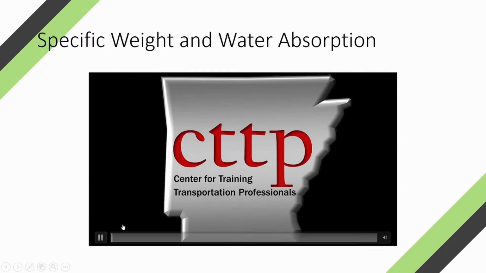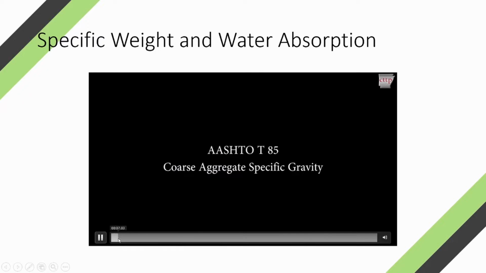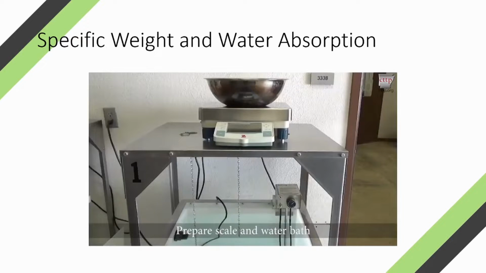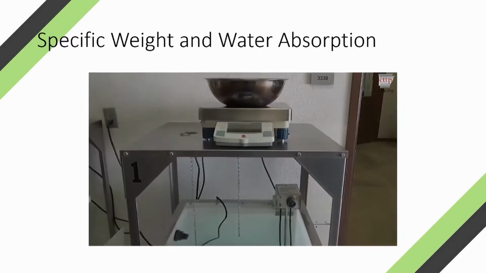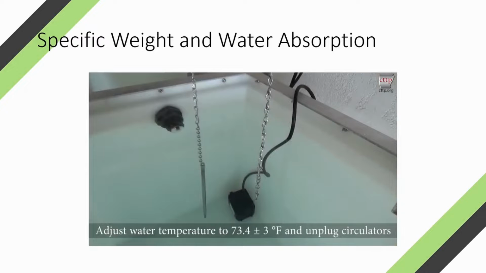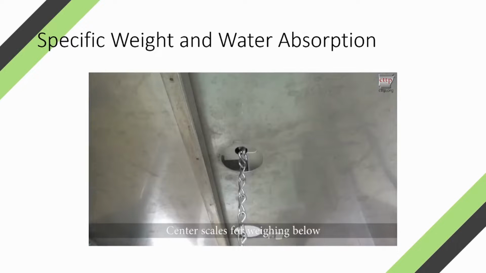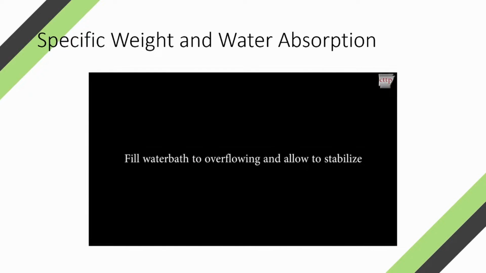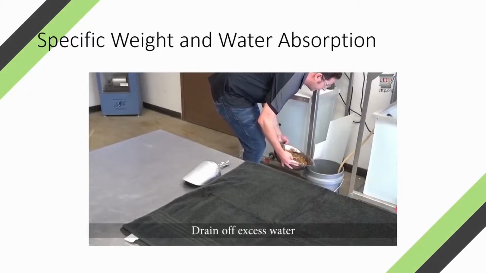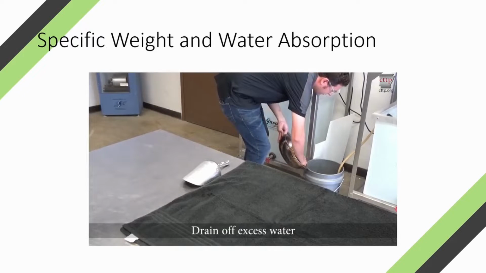Welcome to the CTTP training videos, Specific Gravity and Absorption of Coarse Aggregate. Prepare a scale and water bath for testing. Adjust the water temperature to 73.4 plus or minus 3 degrees Fahrenheit and unplug circulators. Center the scale for weighing below without interference. Fill the water bath to overflowing and allow it to stabilize. Drain excess water from the aggregate.